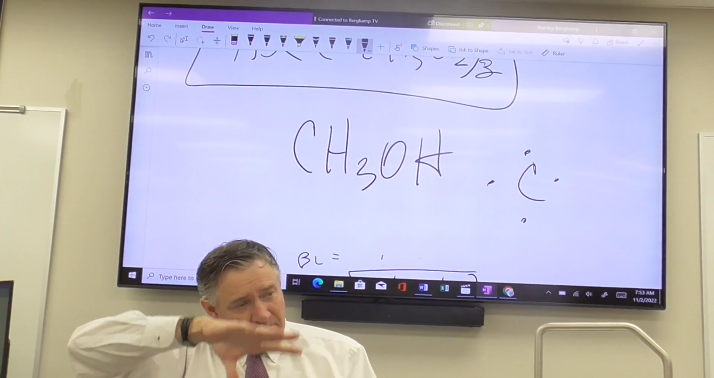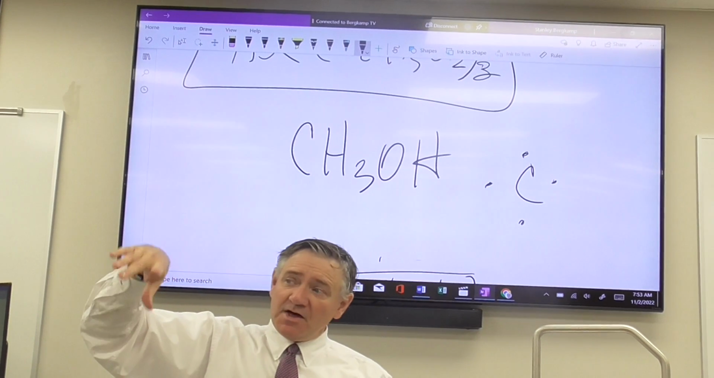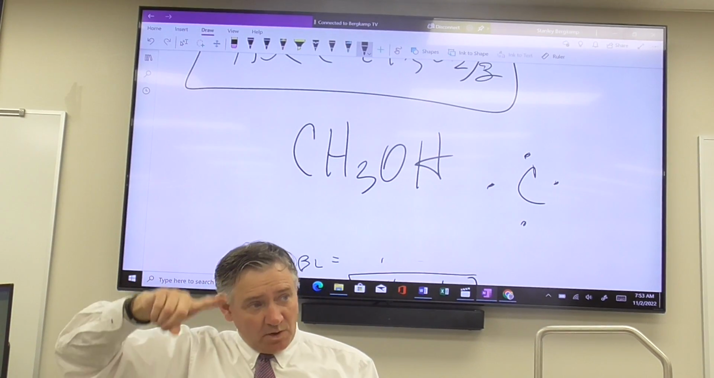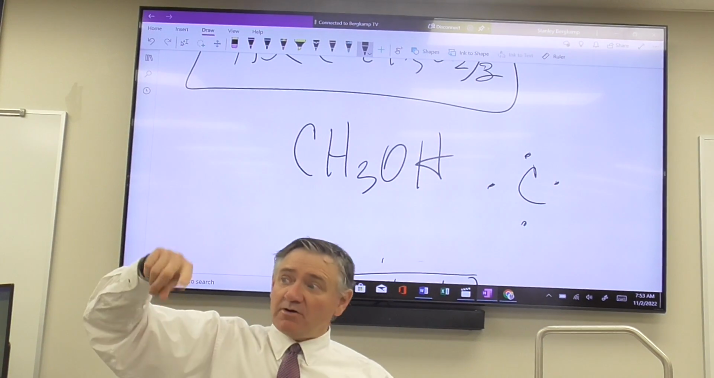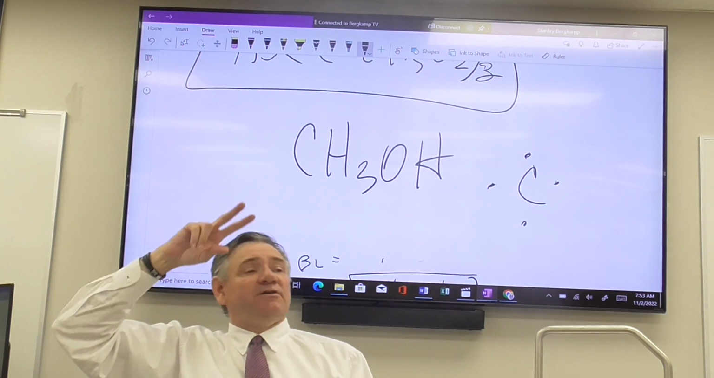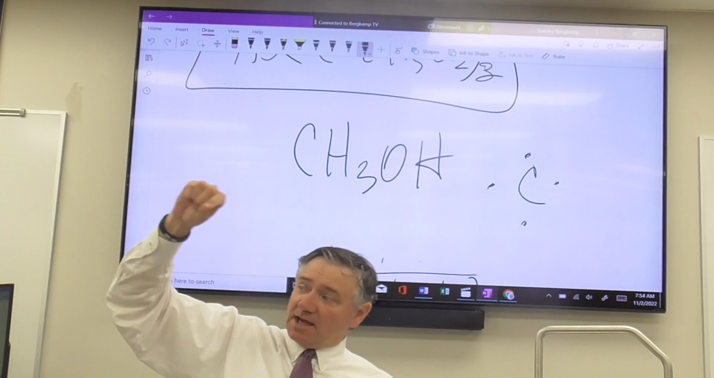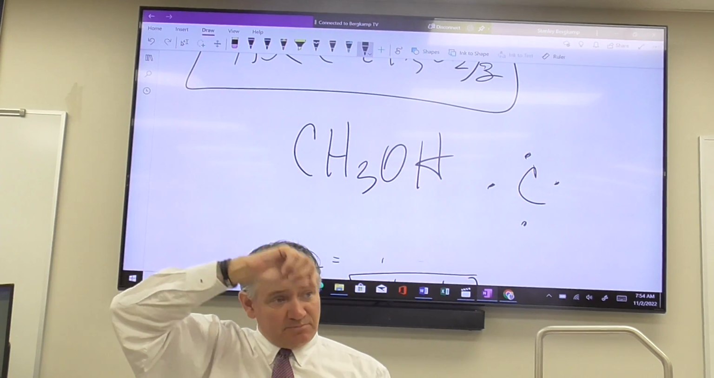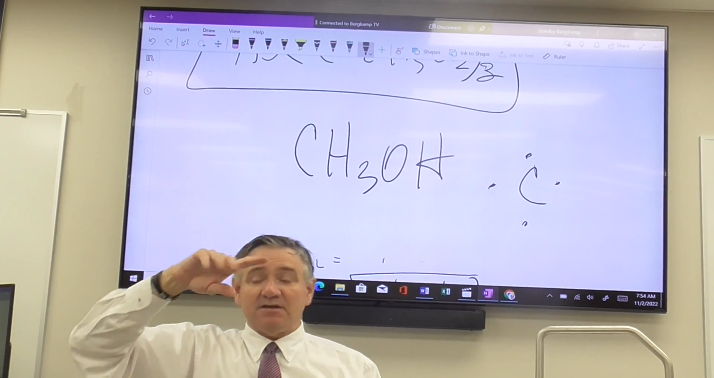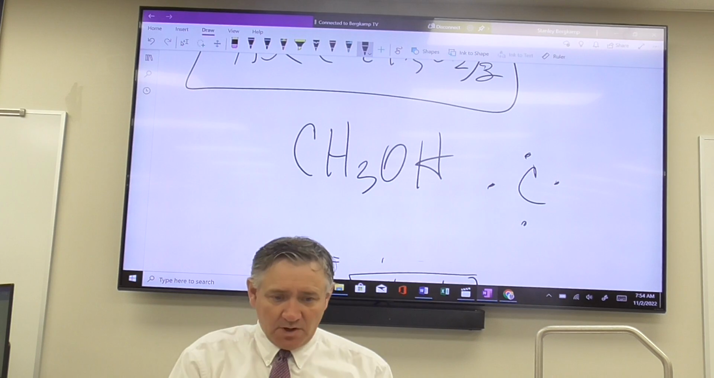So in methyl alcohol, meth as a prefix means 1 carbon. If it's ethyl alcohol, that has 2 carbons. If it's propanol, pro means 3 carbons. So how we indicate the number of carbons is the prefix that it has with it. So methyl alcohol means that you have 1 carbon.